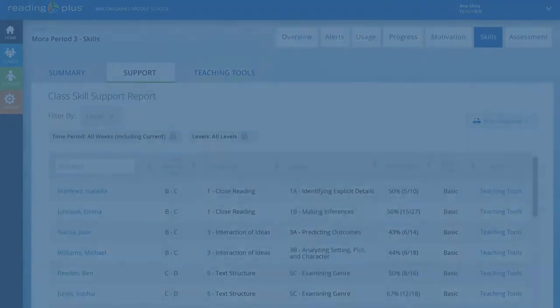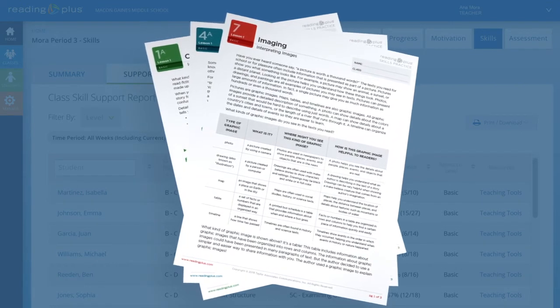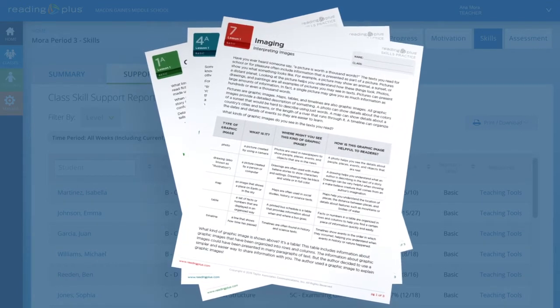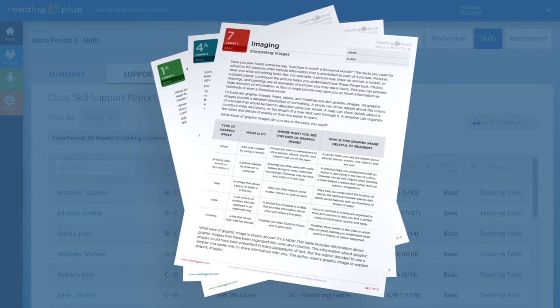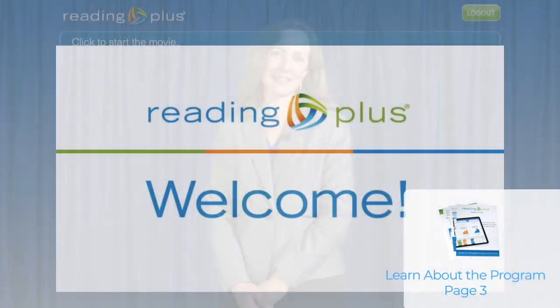Reading Plus also provides you with resources that you can use for teacher-directed instruction in essential comprehension skills and strategies aligned with the standards. Now let's take a more in-depth look at each part of the instructional model so you have a clear understanding of how Reading Plus works.